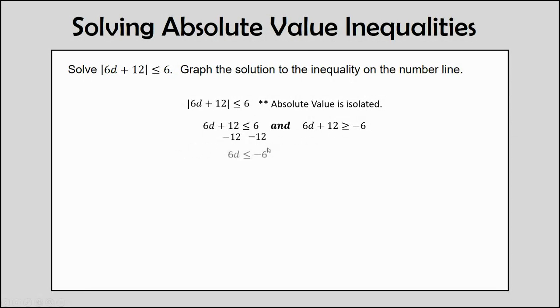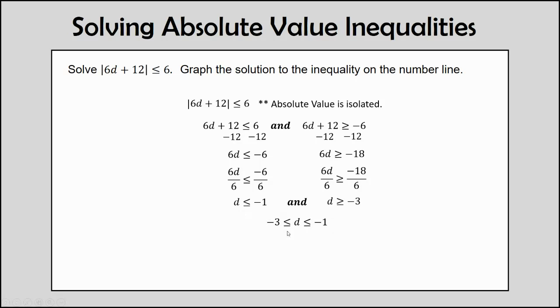Subtract 12. 6d is less than or equal to negative 6. Divide by 6. D is less than or equal to negative 1. Over here, subtract 12. 6d is greater than or equal to negative 18. Divide each side by 6 to get the coefficient of D to be a 1. And I got D is greater than or equal to negative 3. The conjunction is "and." Okay, so I can look at it as this compound statement: D is greater than or equal to negative 3 and D is less than or equal to negative 1.